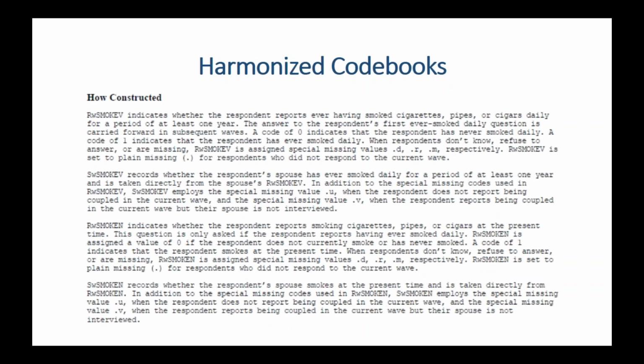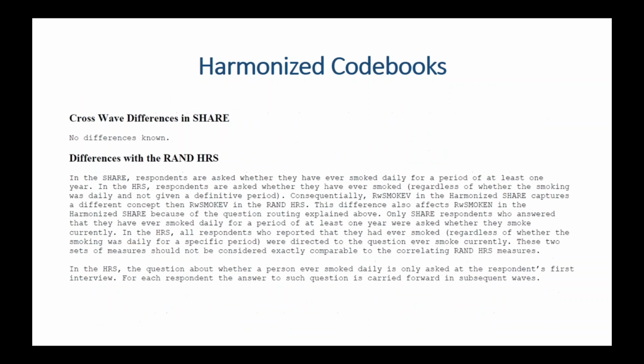We have some text about how this variable was created. We highlight any cross-wave differences. You can see no differences known here. And then we highlight differences with the RAND HRS. So here we can see that in SHARE, respondents are asked whether they've ever smoked daily for a period of at least 1 year. And in the HRS, respondents are asked whether they've ever smoked, regardless of whether the smoking was daily, and not given a definitive period.